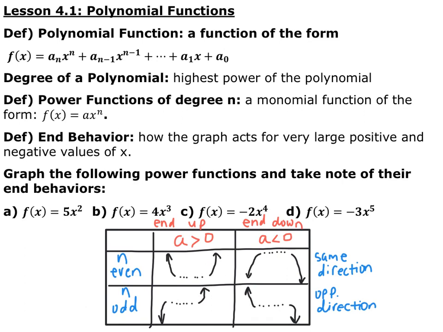Your leading coefficient, if a is positive, it's happy, it's going to end up in the positive. If your leading coefficient is negative, it's sad, it's going to end down in the negatives. So even, same direction; odd, opposite direction. A positive, you end in the positives. A negative, you end in the negatives.